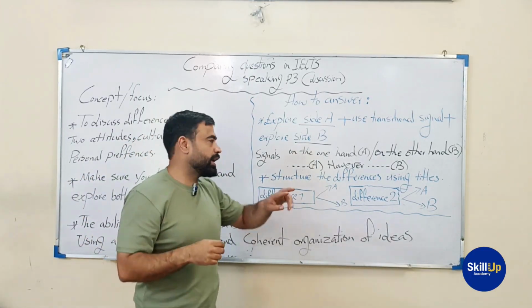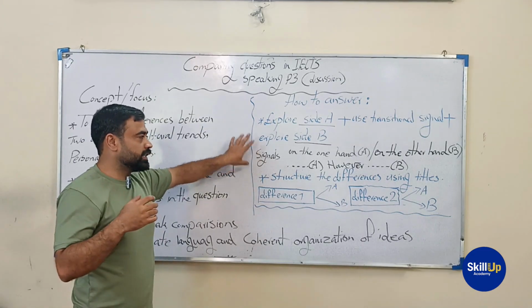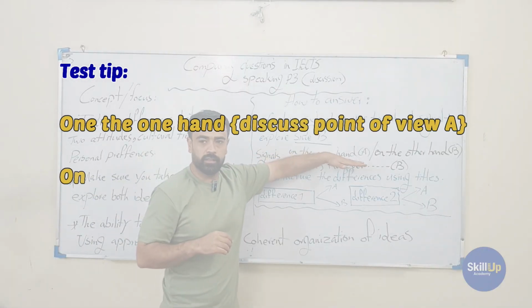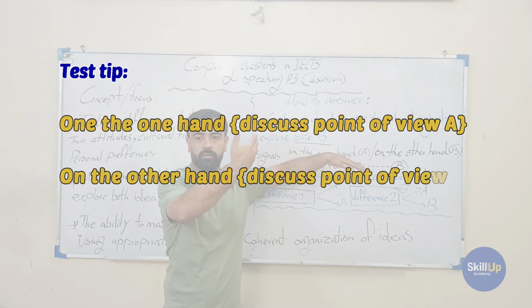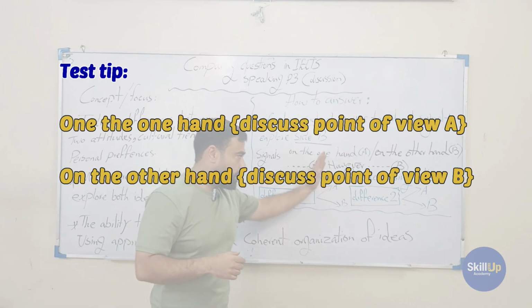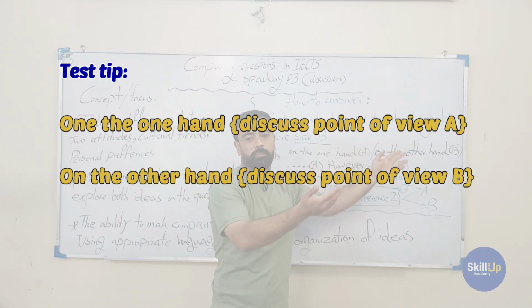And there is another variation here, okay? And this one is so interesting. First of all, you can say, on the one hand, explore your idea here. Explain, give examples, advantages, disadvantages. Then, on the other hand, discuss part B.